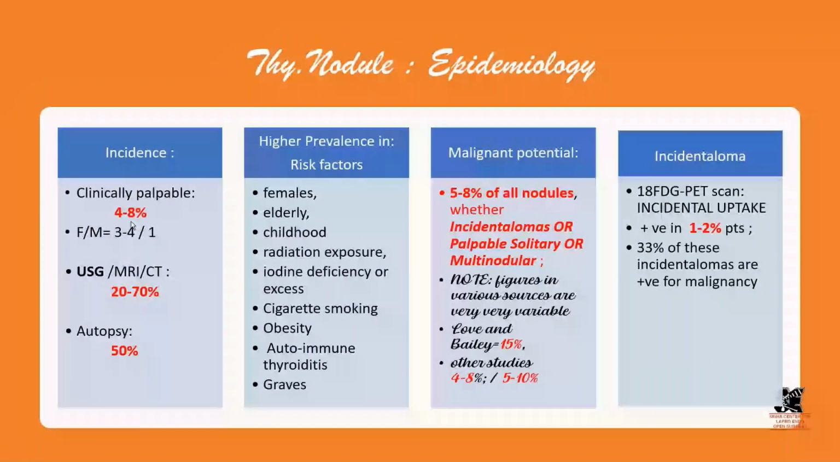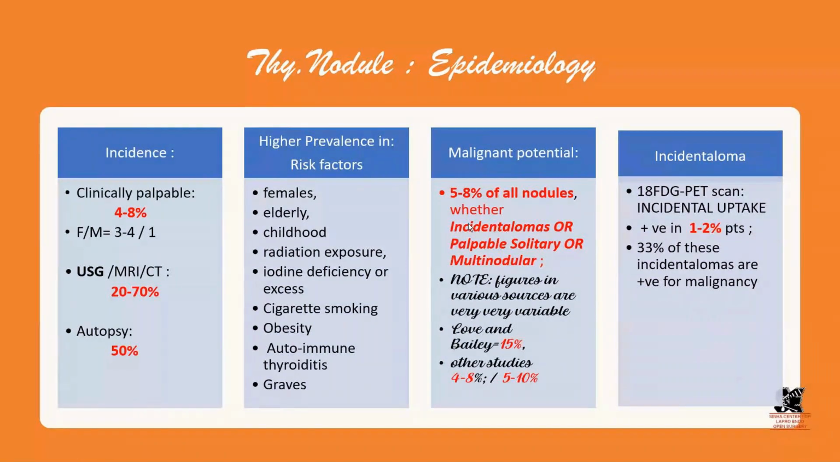Now, the risk factors for a thyroid nodule are usually female sex, elderly age, childhood radiation exposure, iron deficiency or excess, cigarette smoking, obesity, autoimmune thyroiditis, and Graves' disease. Which basically means that in all these conditions, you have an increased incidence of a thyroid nodule. The malignant potential is 5 to 8% of all nodules, whether they're incidentalomas or palpable solitary or multinodular. See, this is important. Whether it is solitary or multinodular doesn't make a difference. The malignant potential is 5 to 8%.